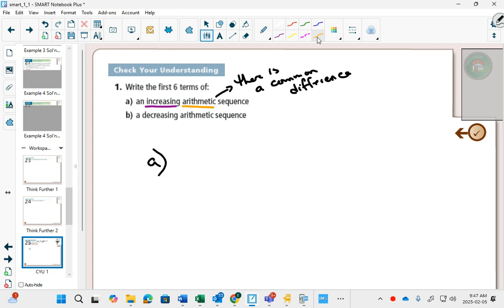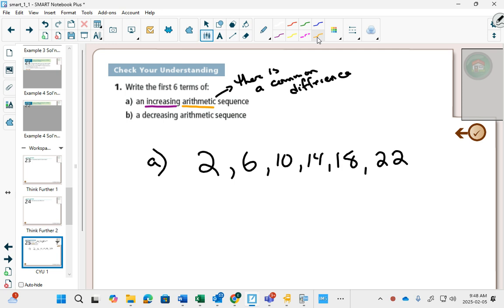So we have to start somewhere. Sam, pick a favorite number. 2. We're going to start at 2. It needs to be increasing. Does it make sense that your next number is going to be bigger? Okay? Kara, how much should we add each time? 4. So if we added 4 each time, you see that the second term would be 6. And then 10, and then 14, 18.